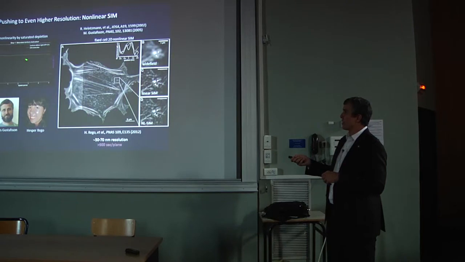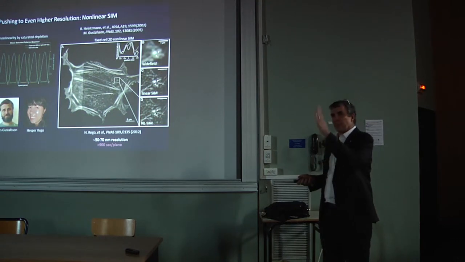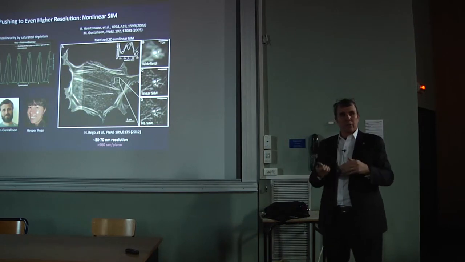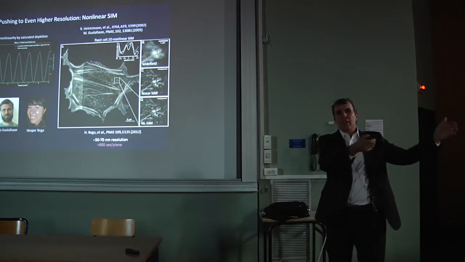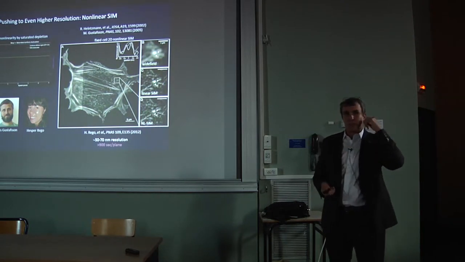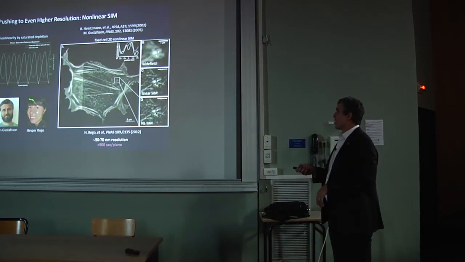Here's turning them on, and now we're going to turn on the standing wave to deplete all of the molecules except the ones at the nodes of the standing wave. So you have little narrow spikes of fluorescent molecules. Those have higher Fourier components, which allow you to demodulate even higher spatial frequencies and get well beyond the factor of 2 beyond the diffraction limit.